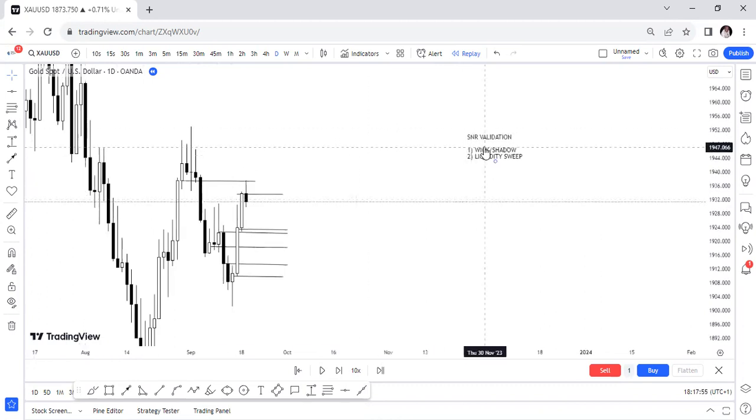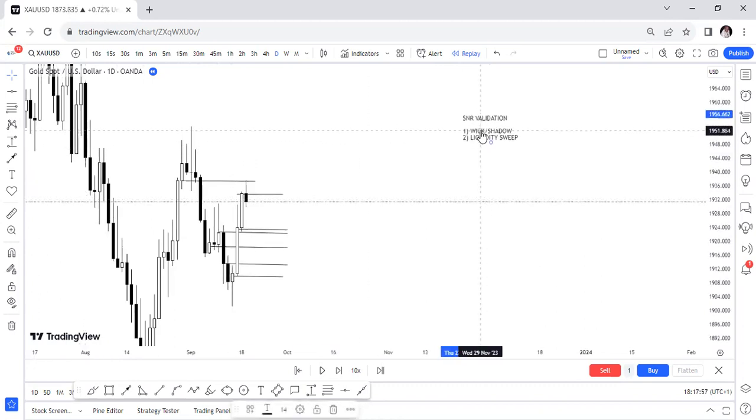These are compulsory. This here, the week, you must touch it with the week. This is a week. So that will satisfy one condition. Then you want to see a liquidity sweep.